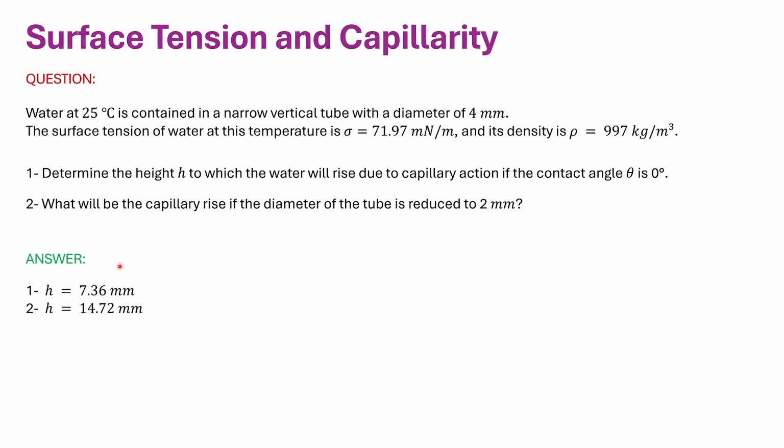The answers are, for number 1, H equals 7.36 millimeters, where we had that tube with a diameter of 4 millimeters. In number 2, we asked how much water will rise if the diameter is reduced to 2 millimeters from 4 millimeters. The H will double and become 14.72 millimeters.